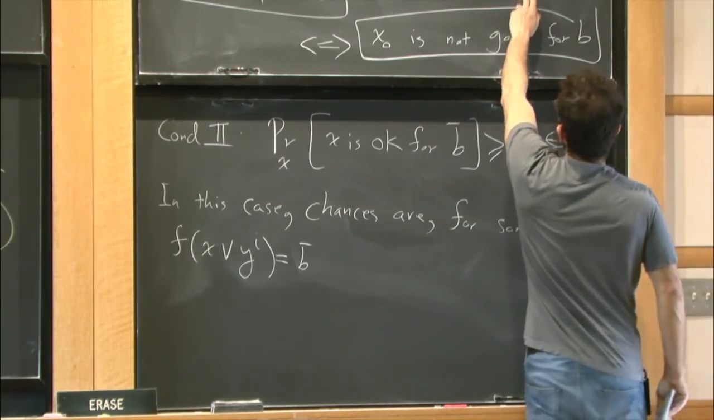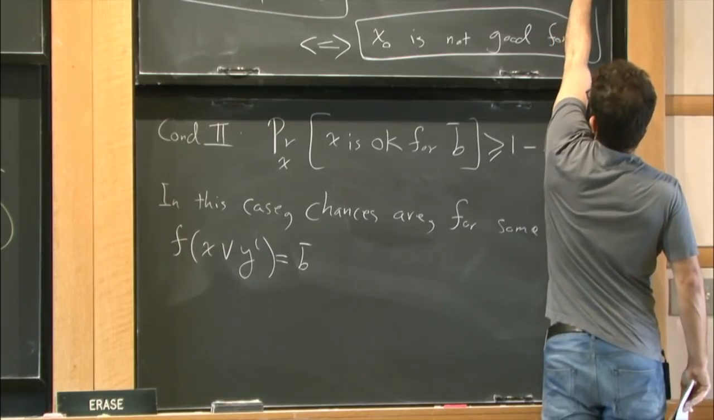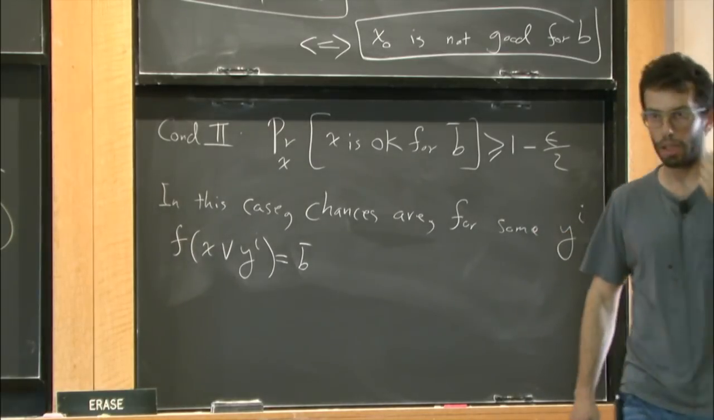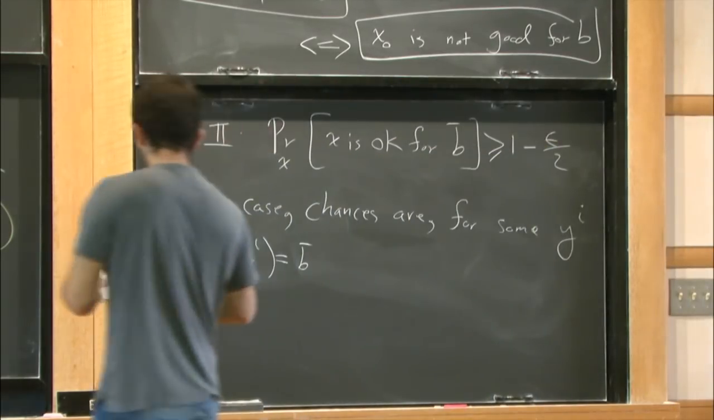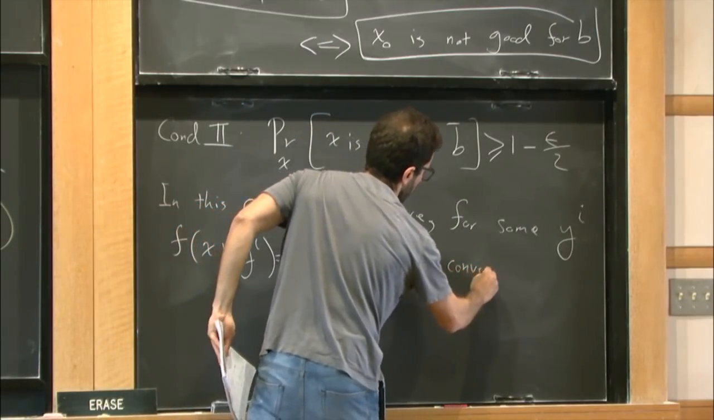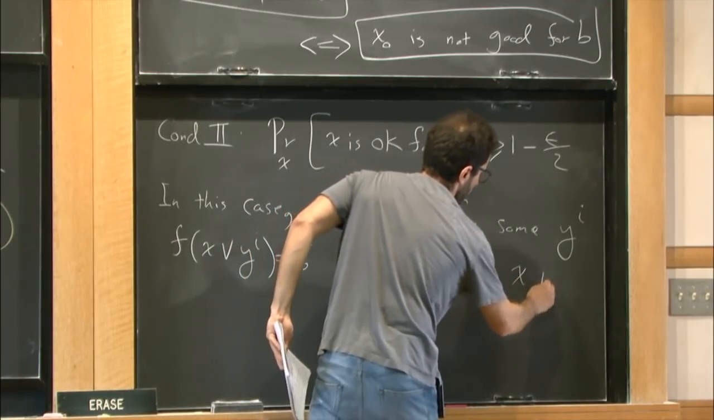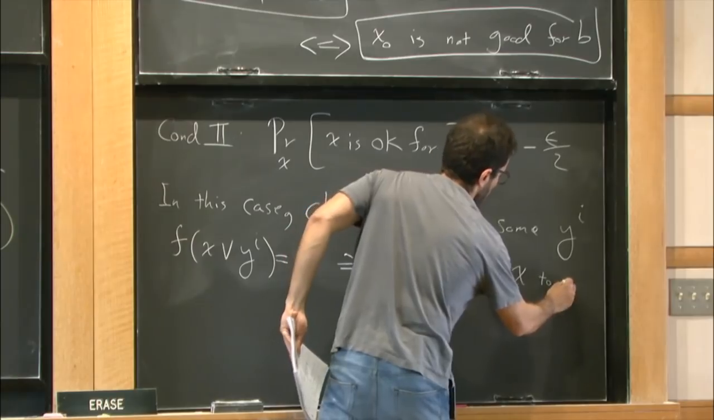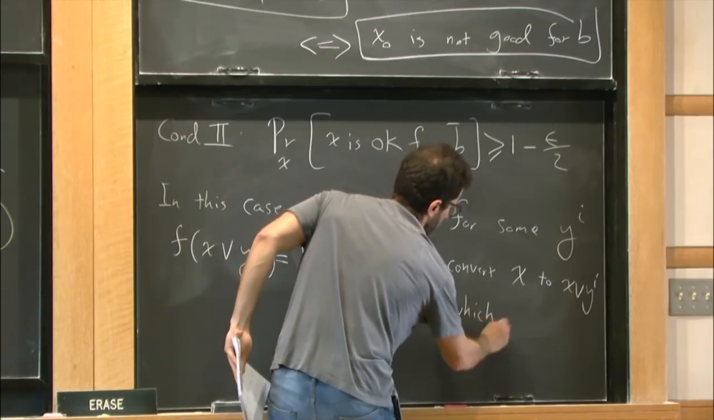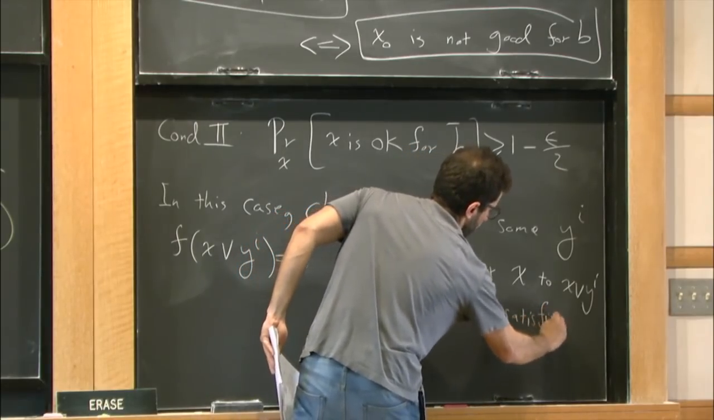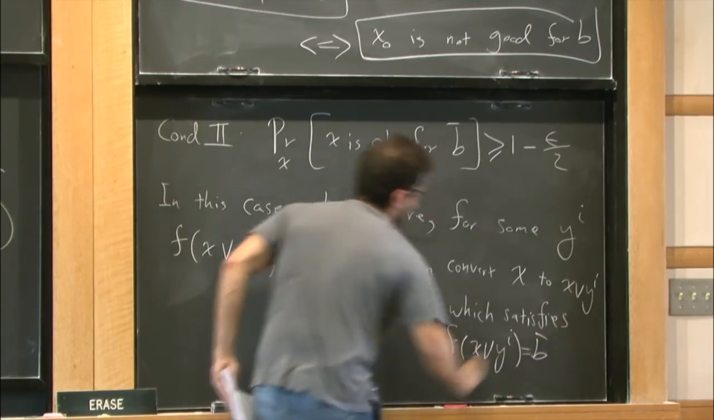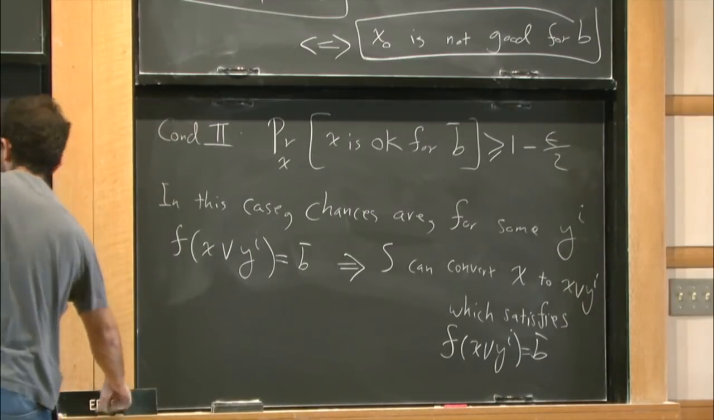Now that this x0 is OK, then when I pick a random y, one of these random y's in S, there is a good chance that it can convert it to b bar. So in this case, S can convert x to x or yi, which satisfies b bar. Right.